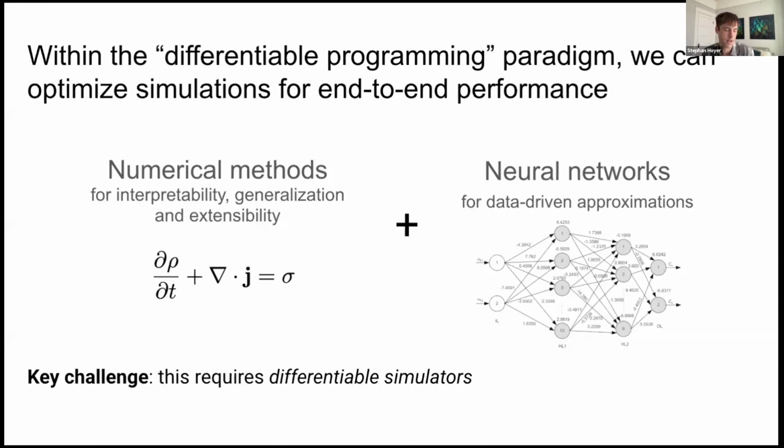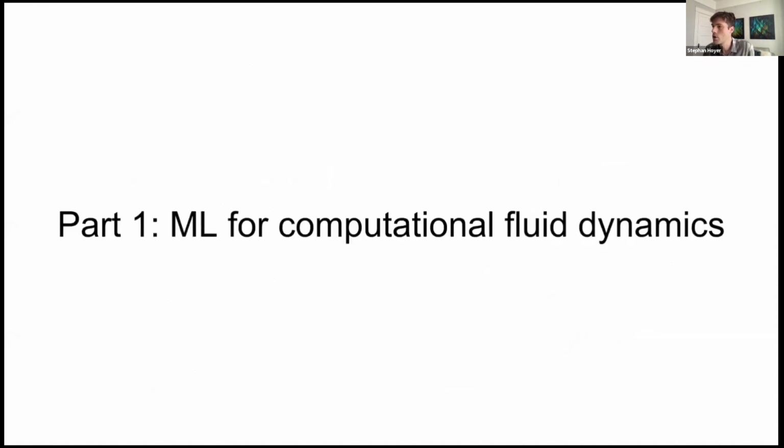And of course, at least a handful of weather and climate codes already are differentiable in some sense, like the ECMWF model, which is differentiable for doing data assimilation.